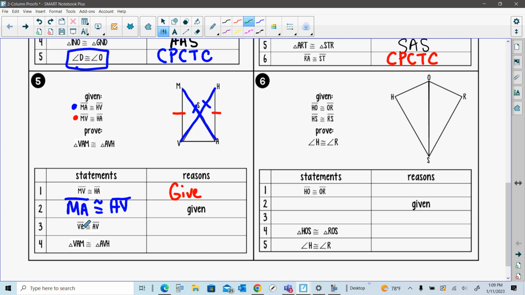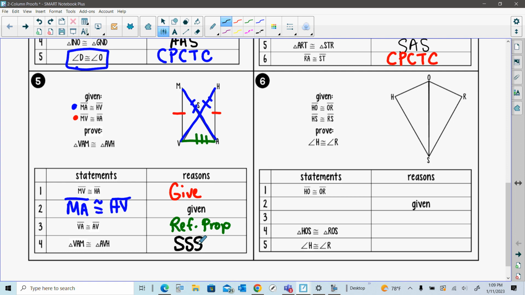Now, line 3 says VA is congruent to AV. That's the same segment, the same expression. That is this part here. This is reflexive. There's the shared side. Actually, there should be 2. I forgot to put 2 here. So what would these 2 triangles be congruent by? Which of the 5 ways? Triple sides, yes, SSS. Good.